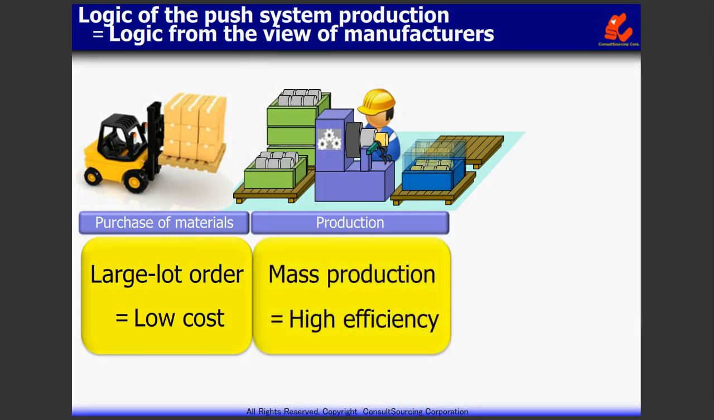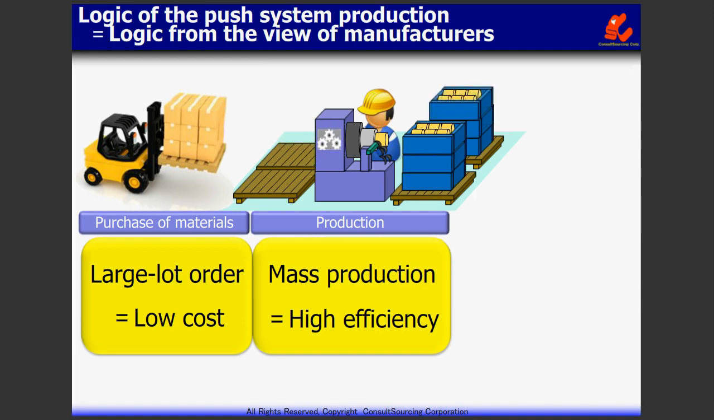The second point is the logic of production. By making the production lot big, the frequency of setups can be reduced, leading to an efficient line operation rate. The facilities and line systems also focus on a big lot size so that maximum efficiency will be realized.